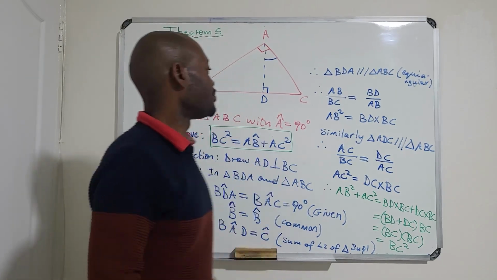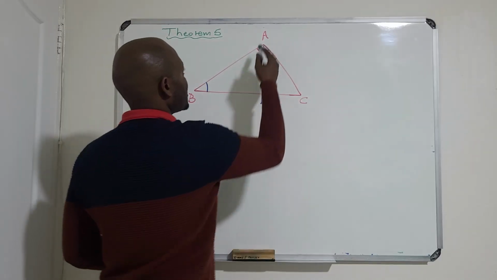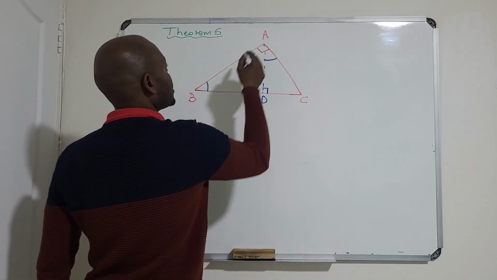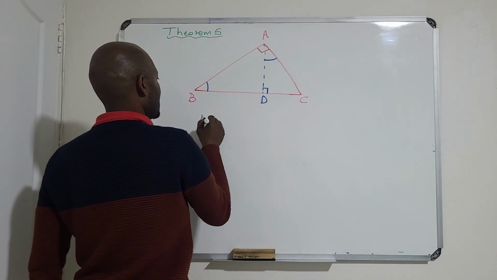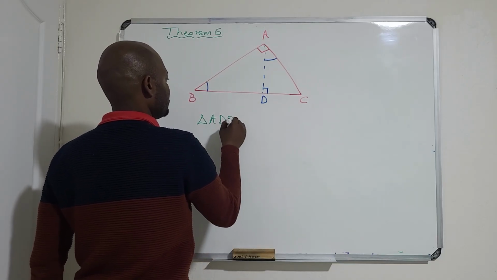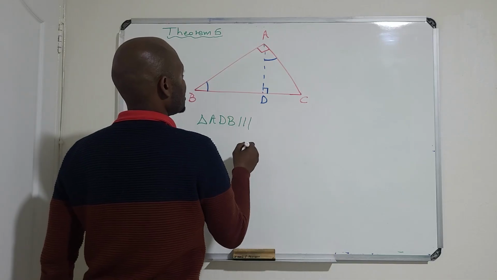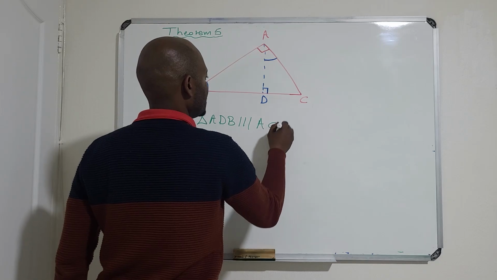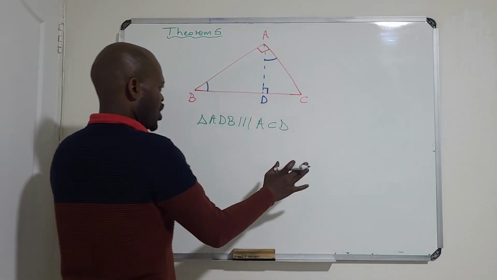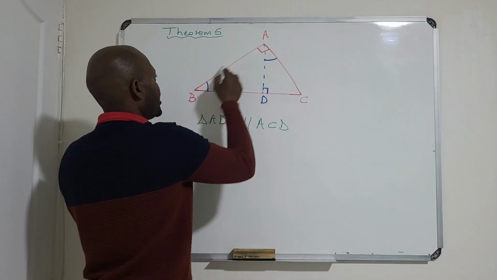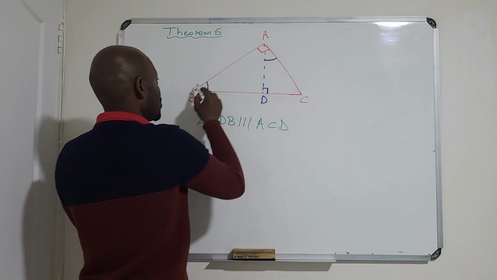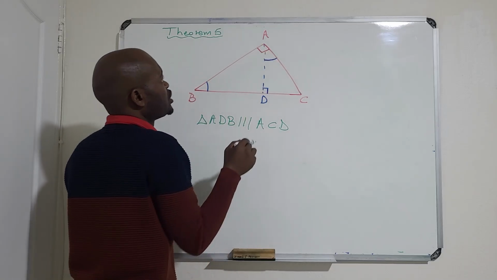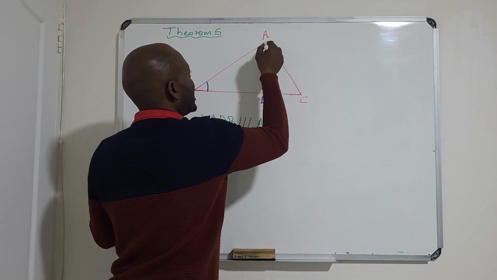We could have shown that triangle ADB is similar to triangle ACD. And theorem number 4, we've just shown that this is similar to that. We also showed that this is similar to that.